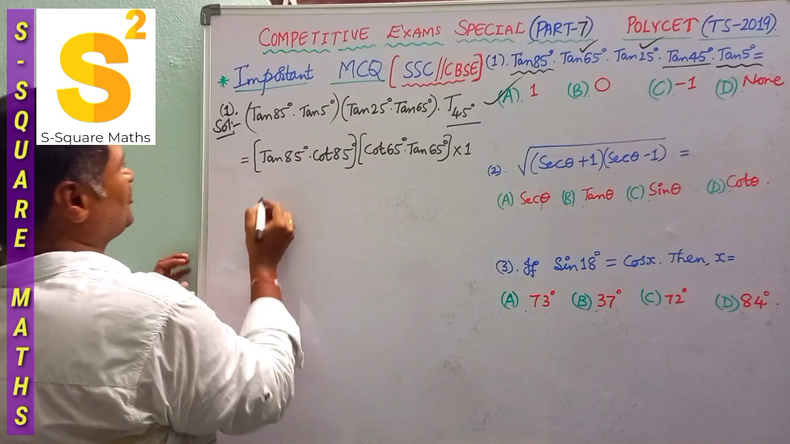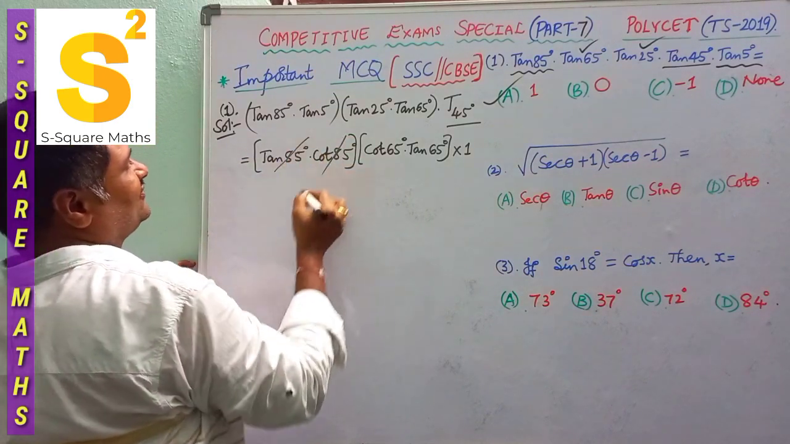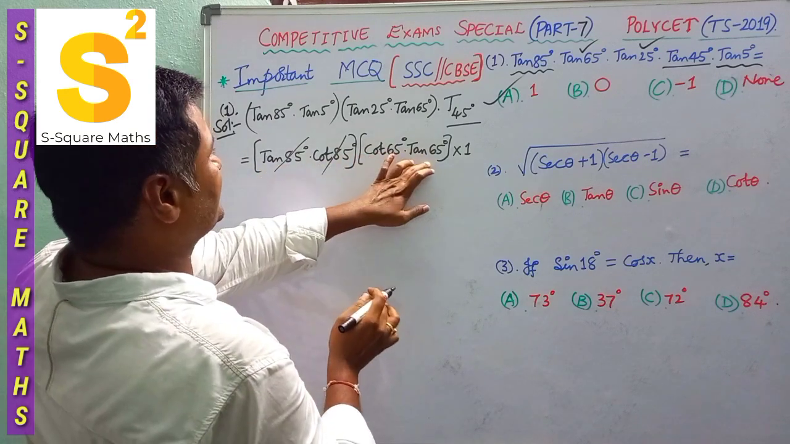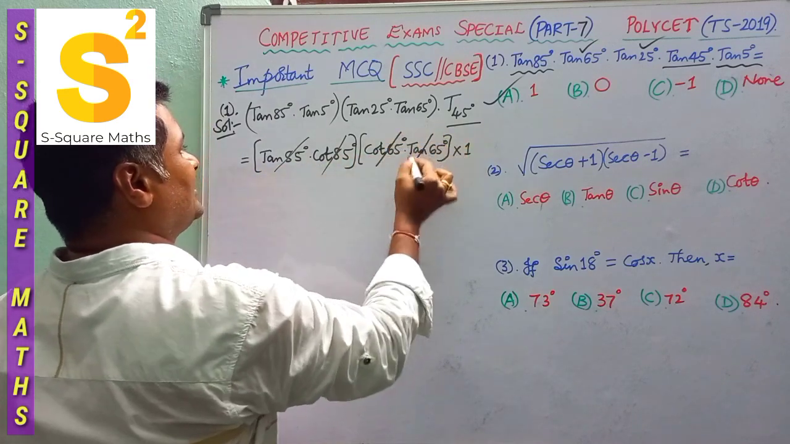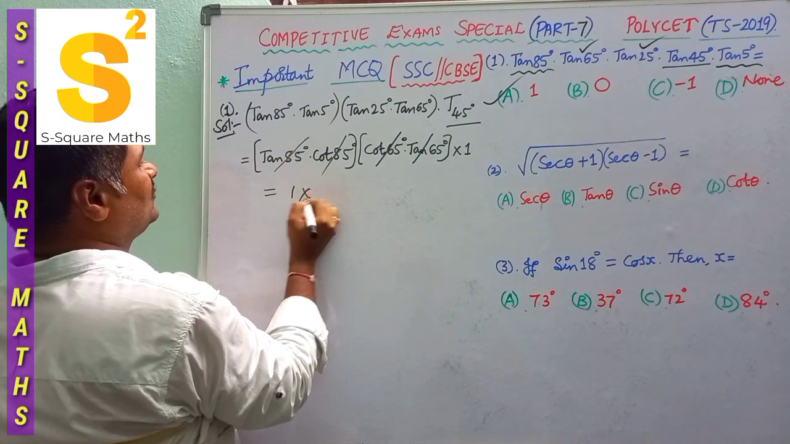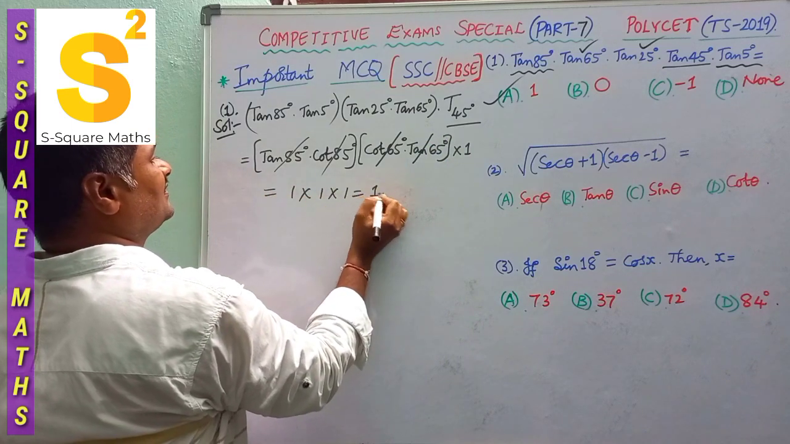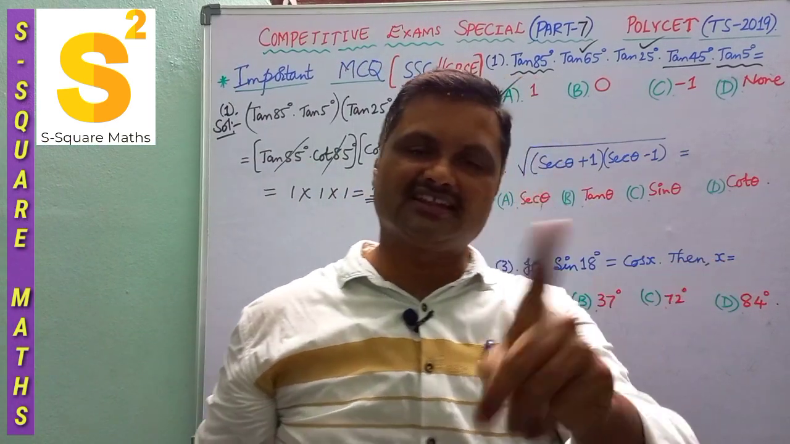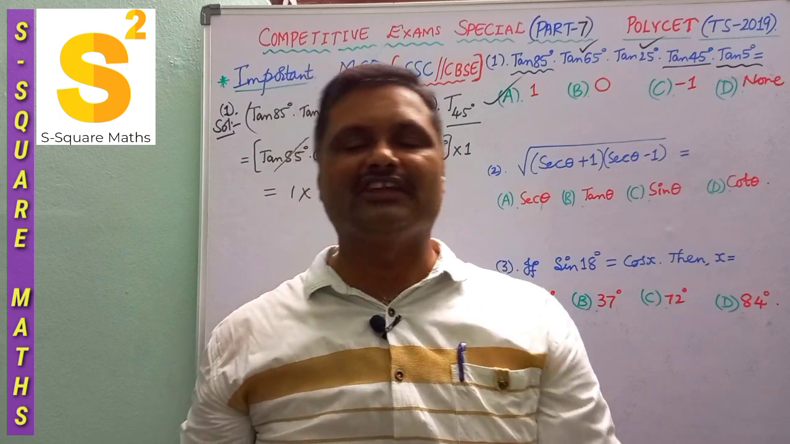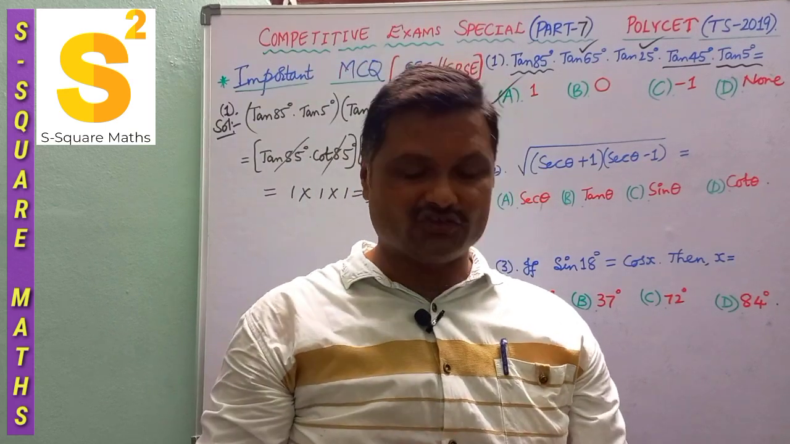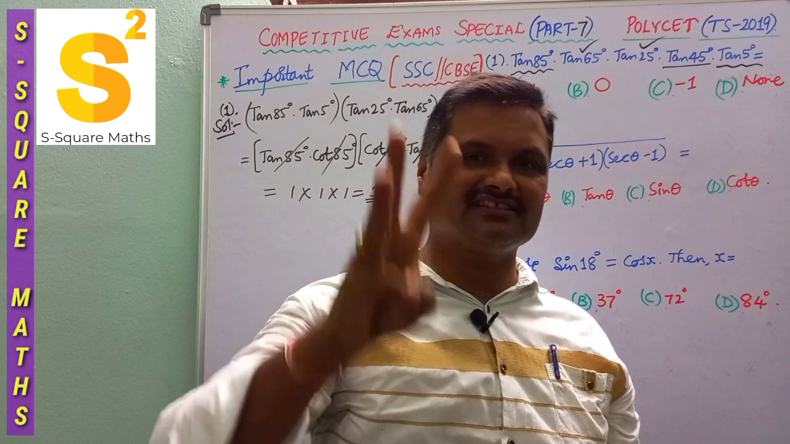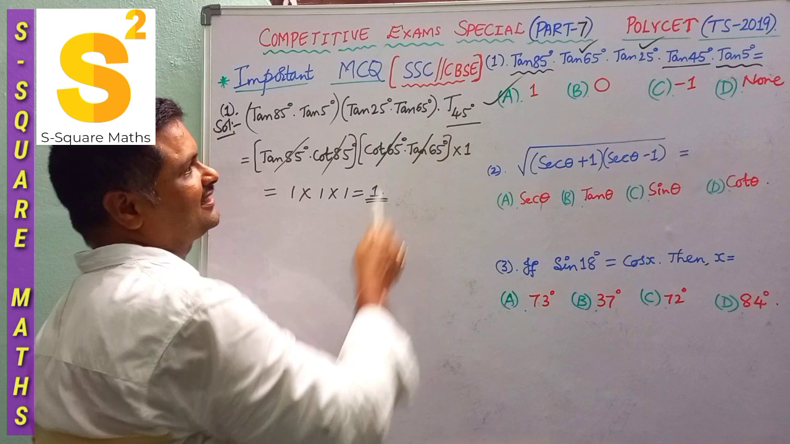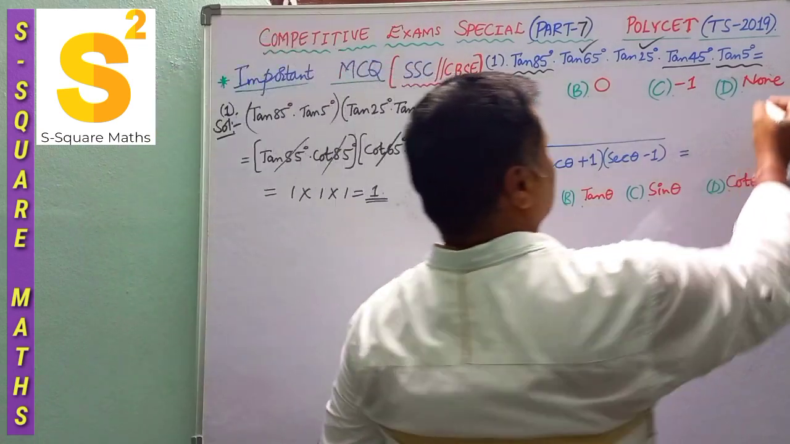Now tan and cot are reciprocal to each other. You can cancel here itself, with respect to the same angle, 85, 85, 65, 65. So finally 1 into 1 into 1 gives you 1. Three things: one is tan 45 is 1, another is reciprocals of T ratios, and one more is T ratios of complementary angles. Three basic concepts of trigonometry. First part completed. So with this, it is our option A.